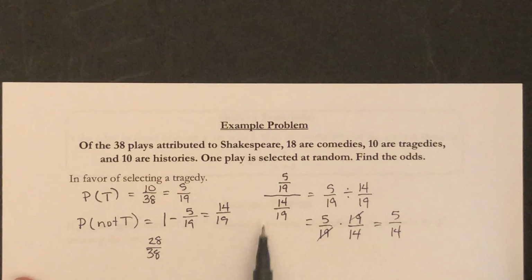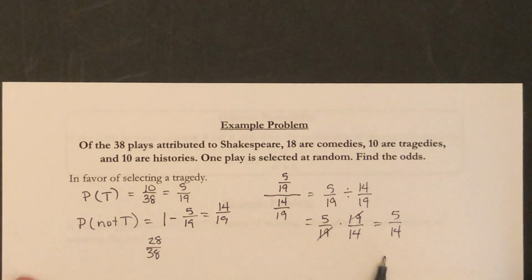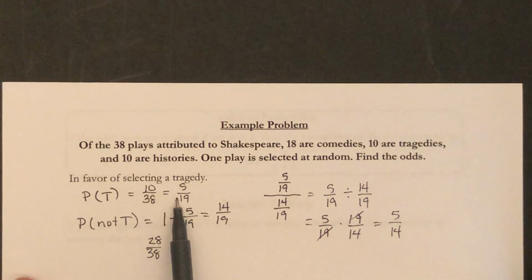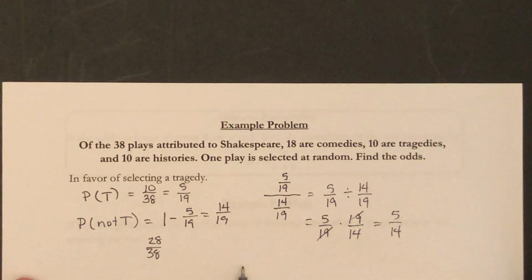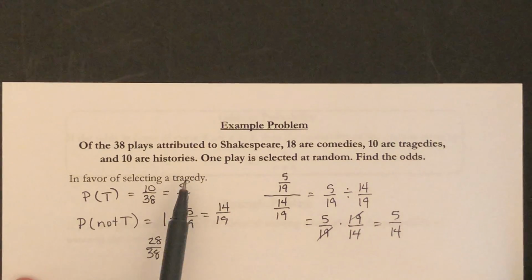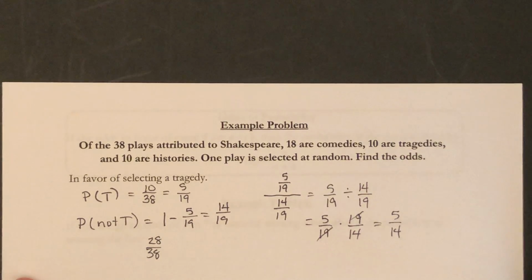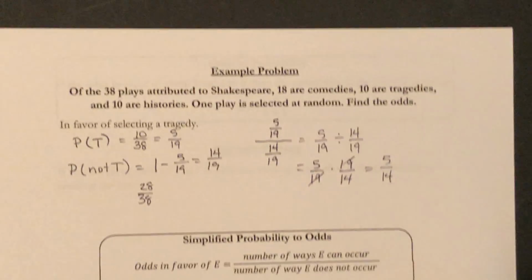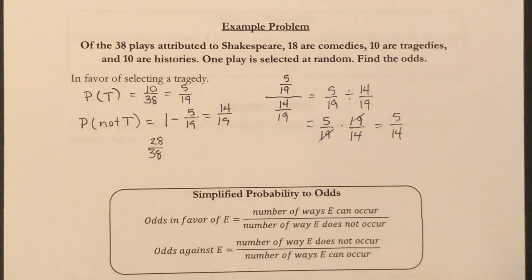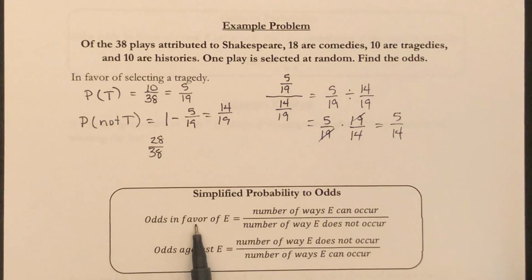If you're given the probabilities from the beginning, you want to do it this way. If you're going to have to find the probabilities first, there is an easier way. Look at this. I end up with this number over this number because the denominators cancel out. Your denominators are always going to cancel out, so there's no real reason for us to do it this way. The simplified way to find the odds in favor of something is you count up the number of ways it can occur over the number of ways it cannot occur.